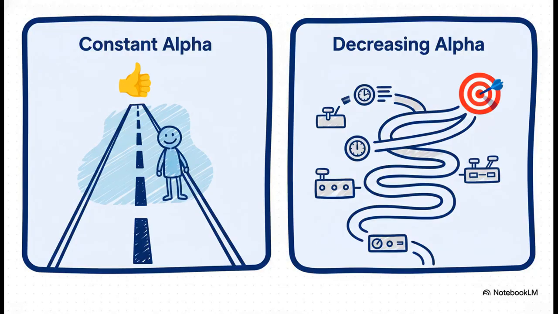So which one should you actually use? Well, honestly, there's a trade-off. Using a constant alpha is way simpler, and for most real-world applications, it gets you close enough. It's the standard approach for a reason. Decreasing alpha can squeeze out that little extra bit of performance, but now you have two new parameters, two new constants that you have to spend time tuning.